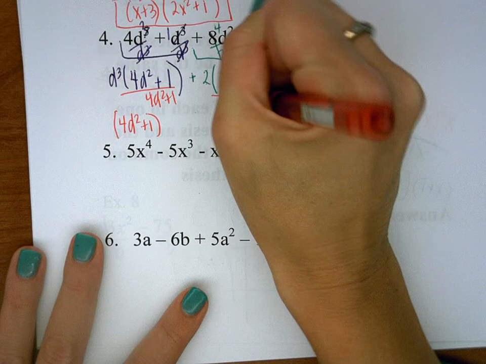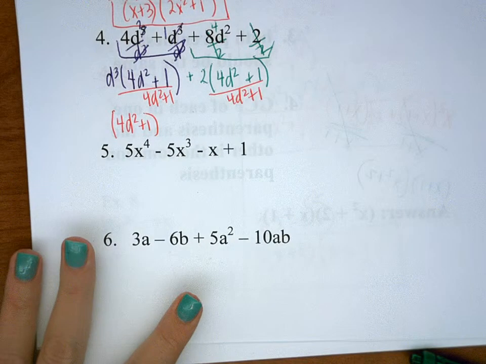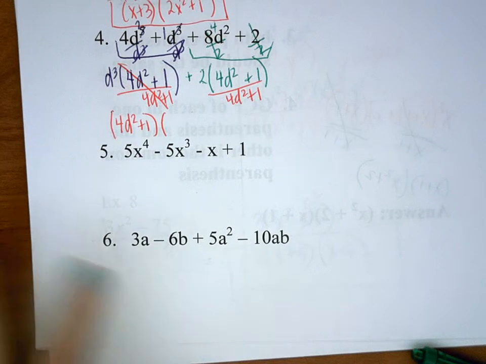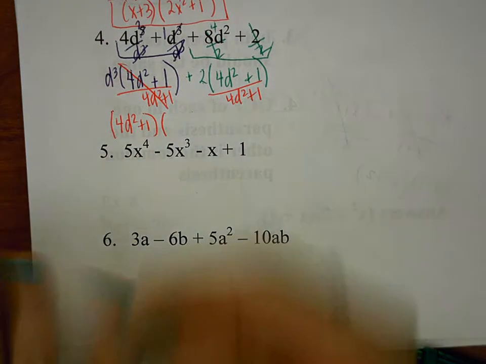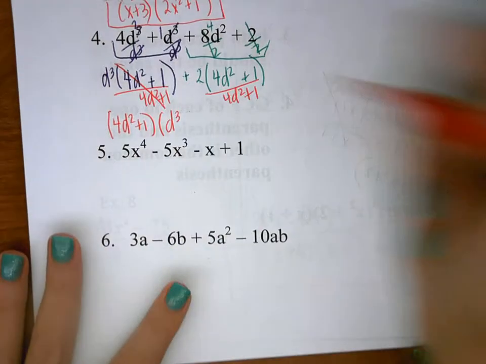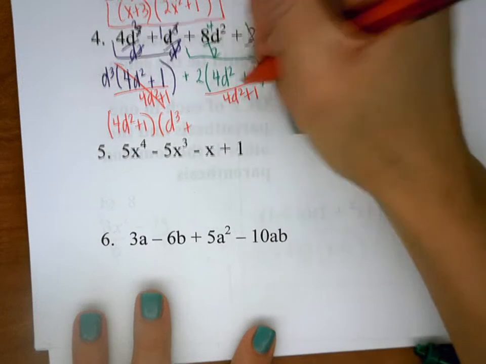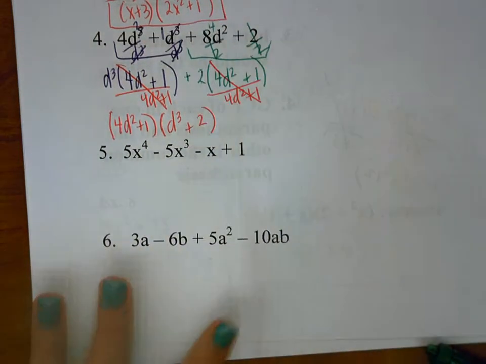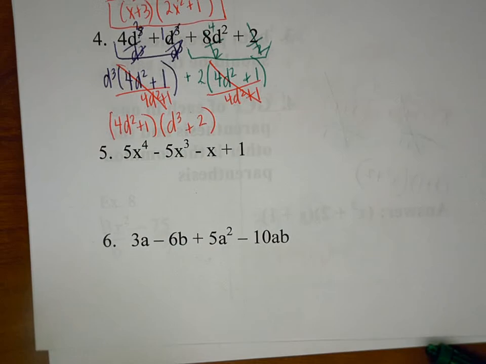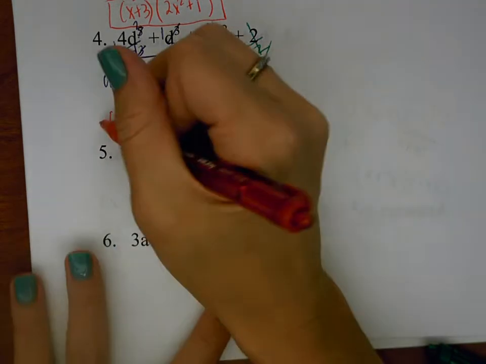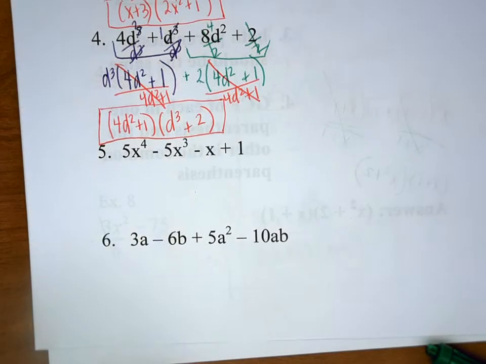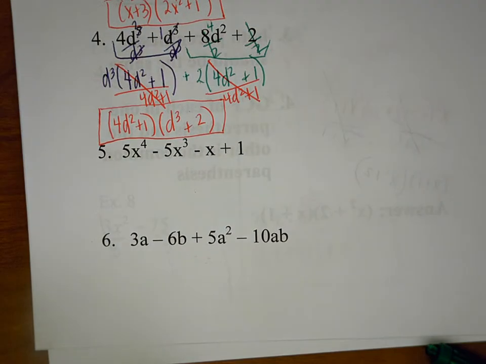And I divide each of these by 4D squared plus 1. Here, these cancel, and what am I left with? Good. D to the 3rd power. Plus, these cancel out, and what am I left with? 2. Can either one of those be factored further? No. So this is my answer. Questions here?